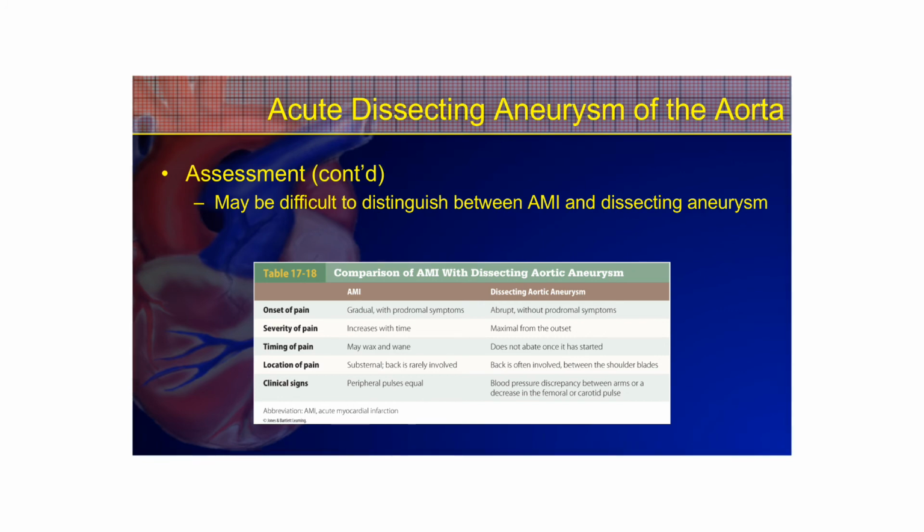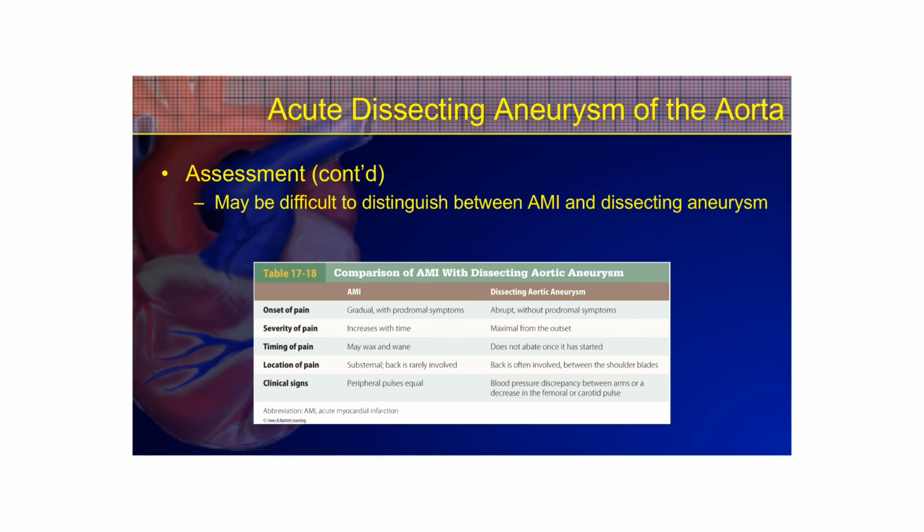So here you have a table. Obviously, the onset of the pain is a big help. Gradual pain is more indicative of acute myocardial infarction. Abrupt onset, without prodromal symptoms, is more indicative of aortic aneurysm. The severity of the pain: with an MI it increases with time, while the aortic aneurysm is maximal from the outset. It's a really bad pain right from the beginning.